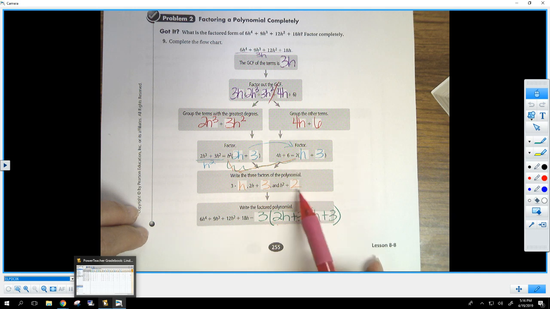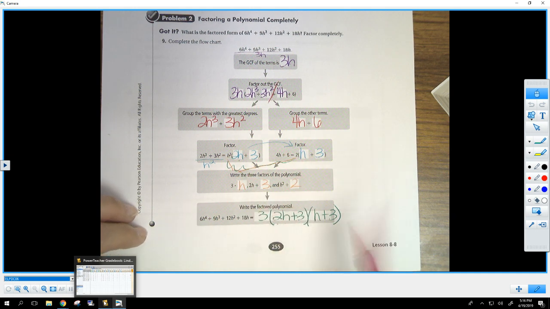So h squared and 2 were actually over here, not over here. That's why I scribbled out my lines. They came down over here. The way they have it grouped is different.